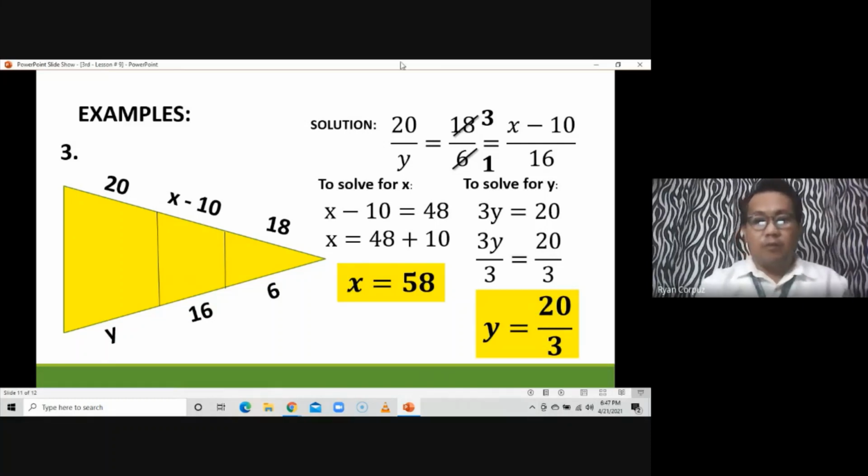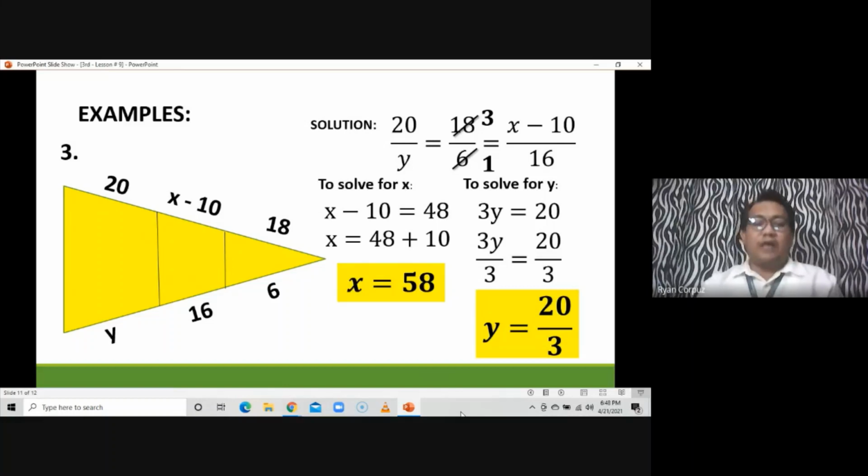Kapag 20 over 3 ang y, di ba pag nag-simplify tayo ng complex fraction, kapag fraction ang denominator, we get the reciprocal of it, di ba? It is just like 20 over y, magiging 3 over 20. So magiging 20 times 3 yun is 60. Divide by 20 is also equal to 3 kapag sinimplify natin. So the value of y is 20 over 3.